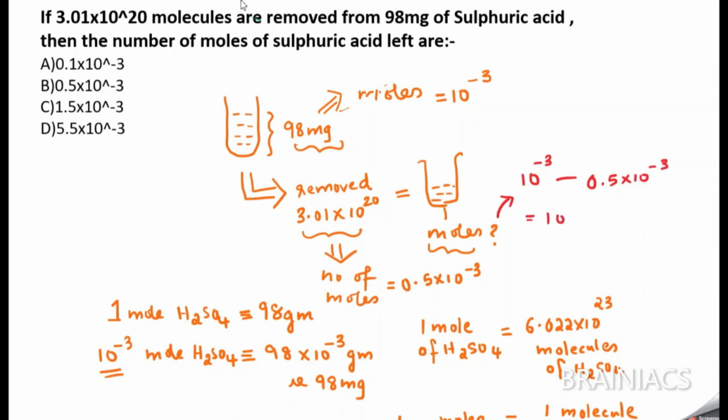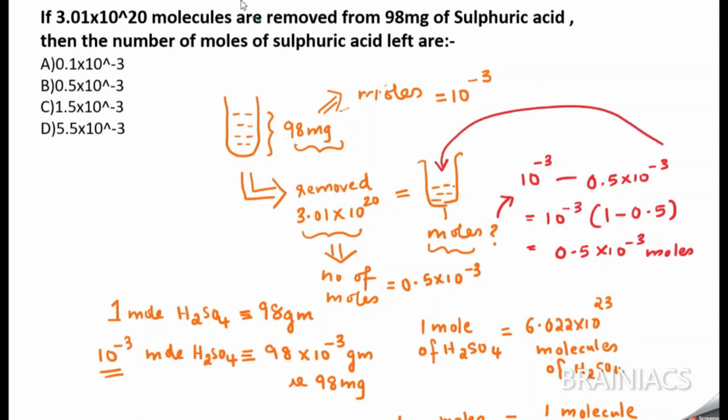So what is that value? I can take 10 power minus 3 common. So this will become 1 minus 0.5, and the final value is 0.5 into 10 power minus 3 moles left behind. So the amount is equal to 0.5 into 10 power minus 3 moles. So which is that answer? 0.5 into 10 power minus 3. B option is correct.